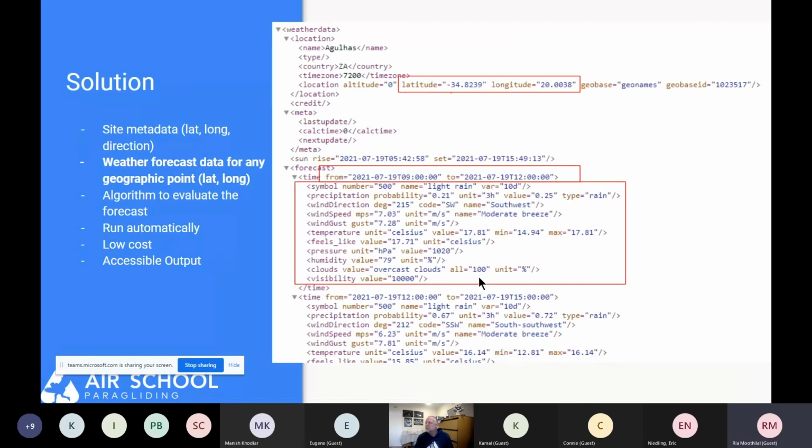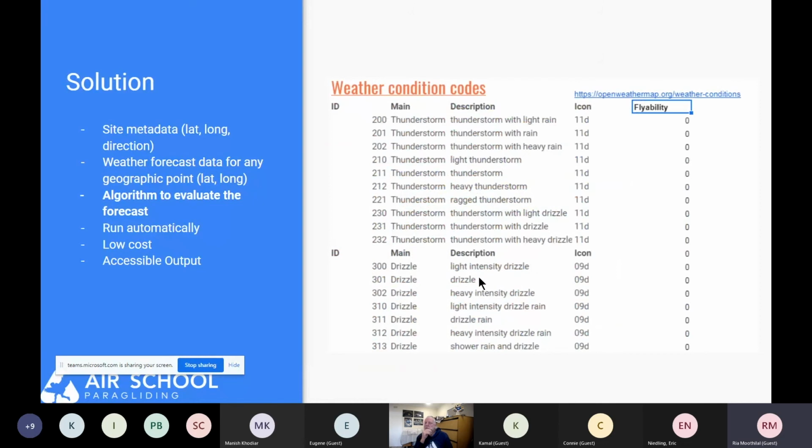Okay, so we've been through this. This would be our fetching the weather data for the specific geographical point, and then getting that, running it through some of my own logic, and pretty much I took all of those weather conditions and I decided, is it flyable, yes or no? If it's flyable, it'll be a 1. If it's not flyable, it'll be a 0.